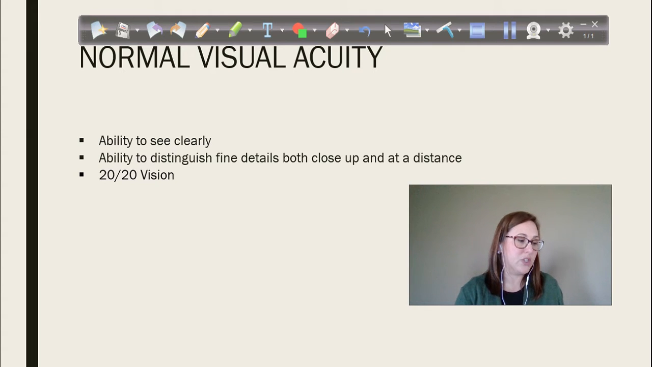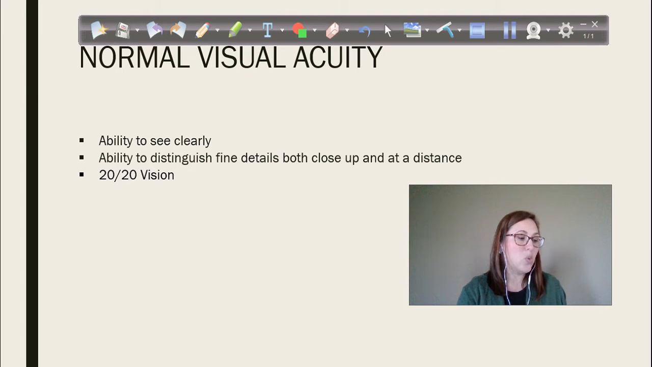This 20/20 vision, this normal visual acuity, means a patient can see clearly at 20 feet what should normally be seen at that distance. It doesn't necessarily mean that you have perfect vision, but it means that at 20 feet you can see what the normal average person can see.